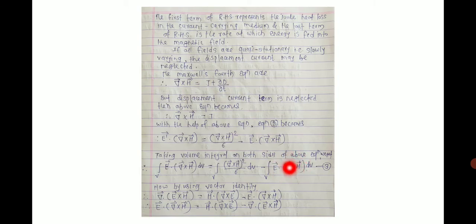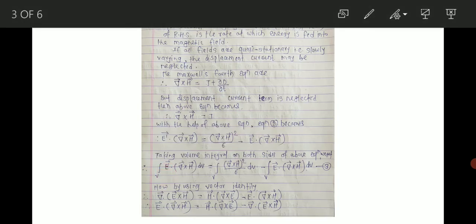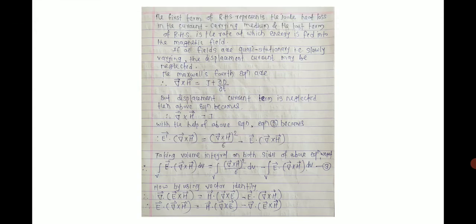But for this last term, E dot del cross H, we will obtain the expansion by using the vector identity. The vector identity is del dot E cross H equal to H dot del cross E minus E dot del cross H. Transposing, the value of E dot del cross H is H dot del cross E minus del dot E cross H.